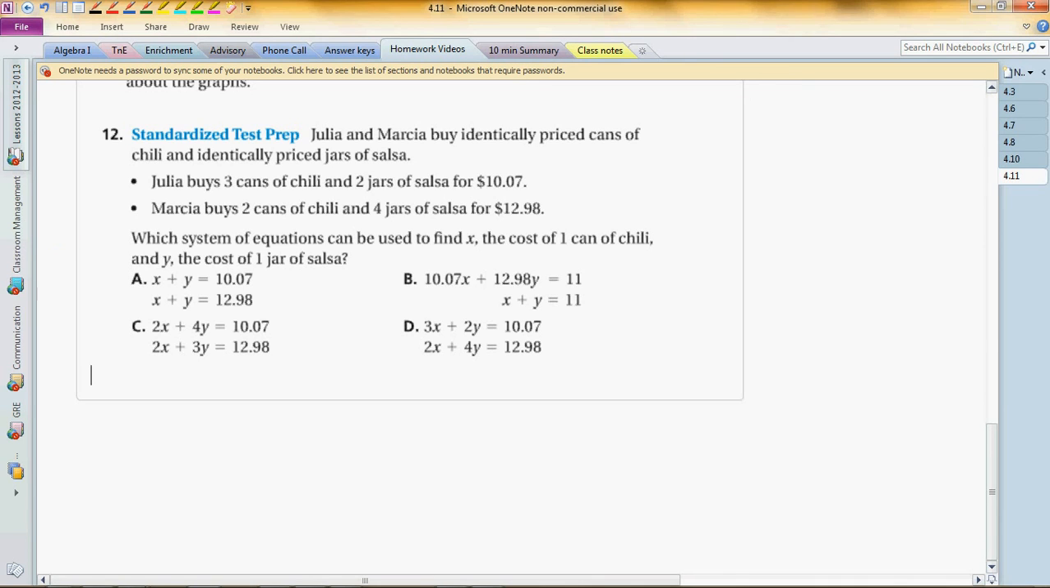So for example, for Julia, I can say 3 cans of chili plus 2 jars of salsa equals $10.07. So it's really easy to come up with the equation. And you come up with a similar equation for Marcia, and you use the substitution method and solve it. Okay.